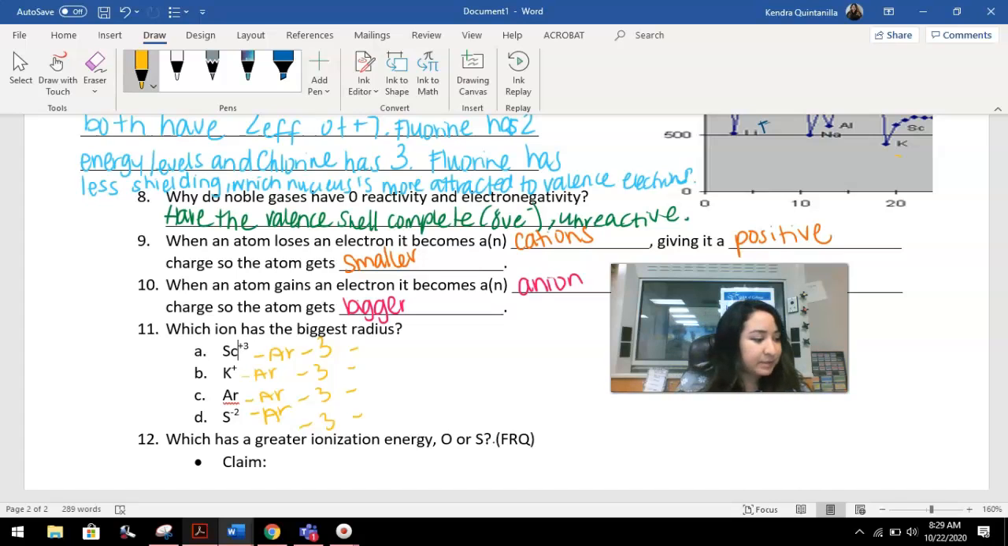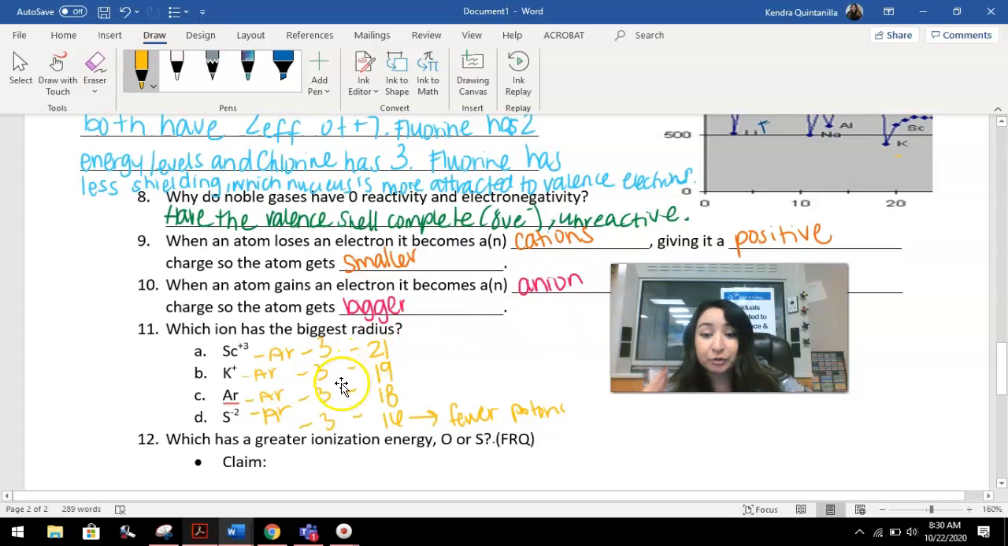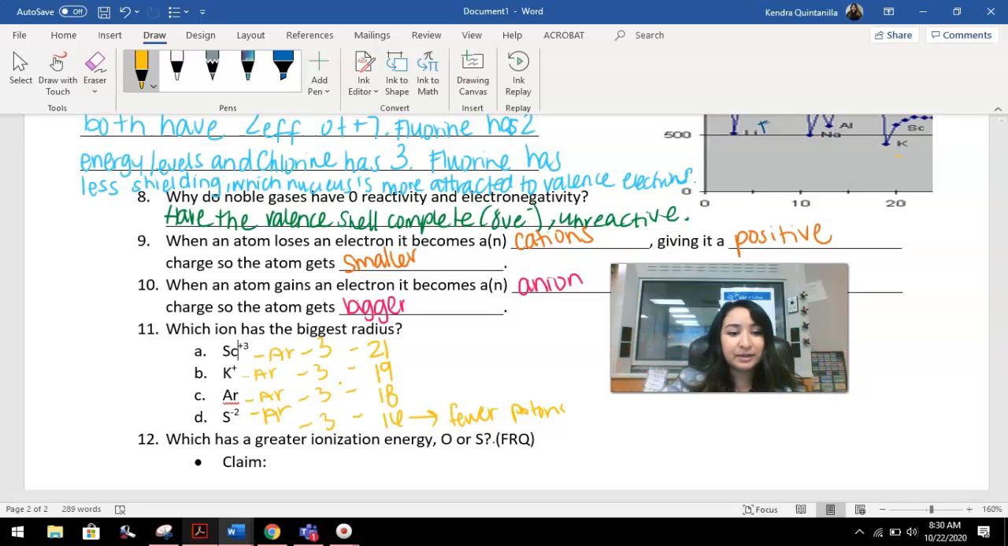So if you look at scandium, scandium has 21 protons, potassium has 19, argon has 18, and sulfur has 16. Because sulfur has the fewest protons, there are fewer protons to pull in those electrons, especially because now there are 2 more electrons, so there's more electron-electron repulsion, and the atom actually got bigger. So the correct answer is D.